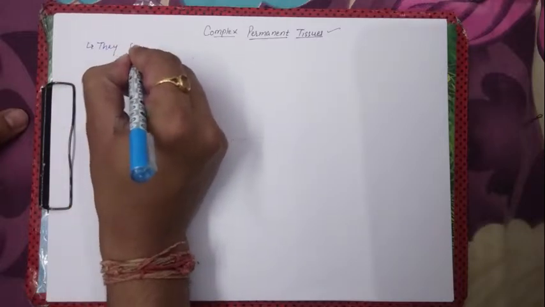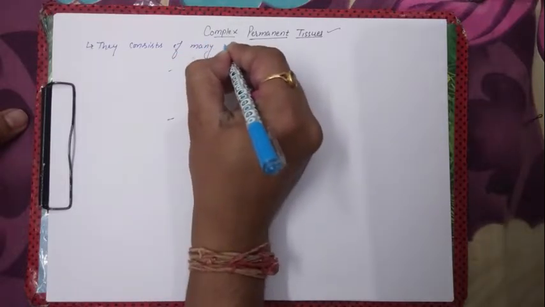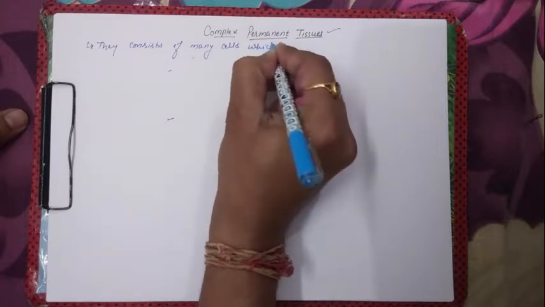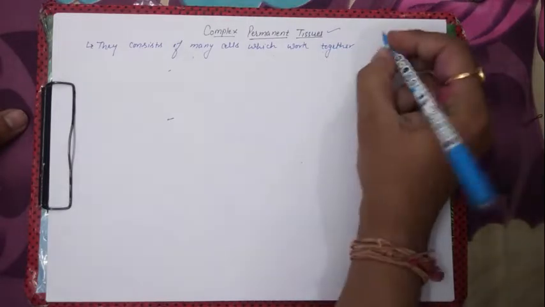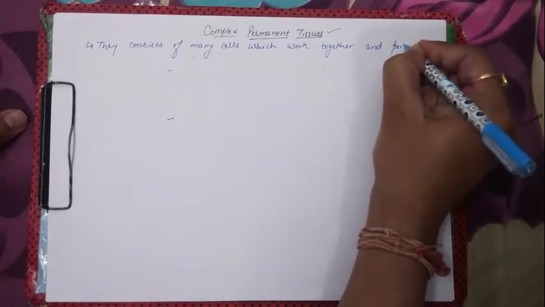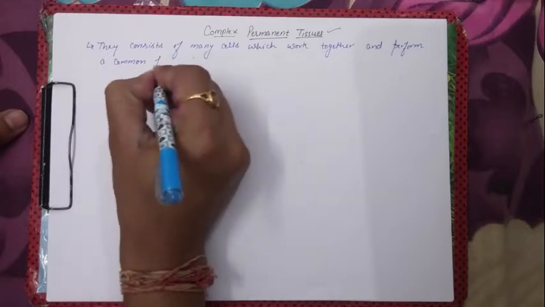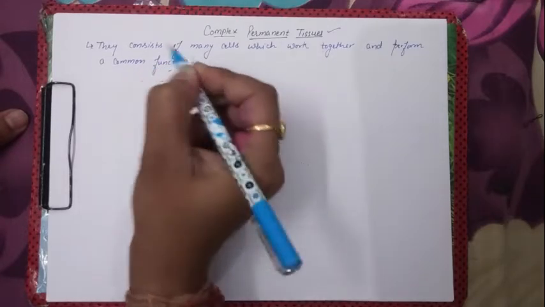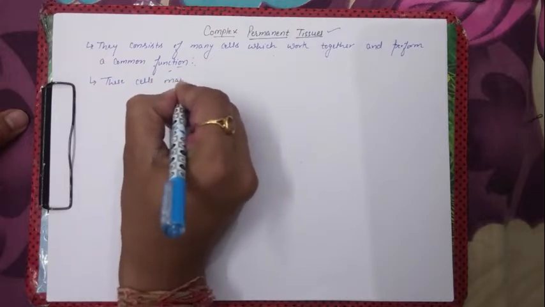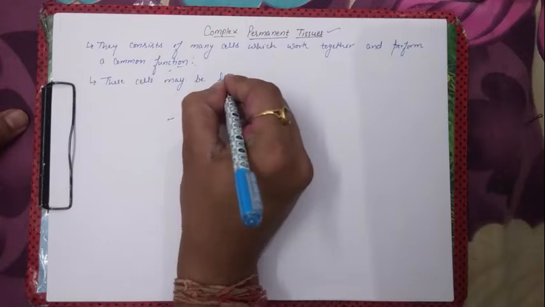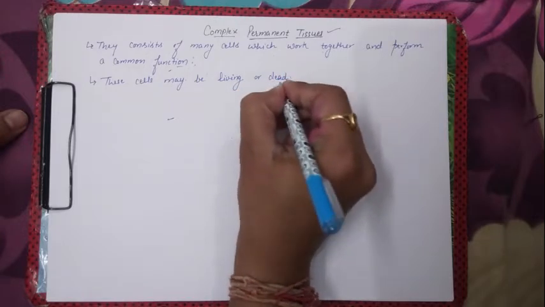Complex permanent tissues consist of many cells which work together and perform a common function. These cells may be living or dead.